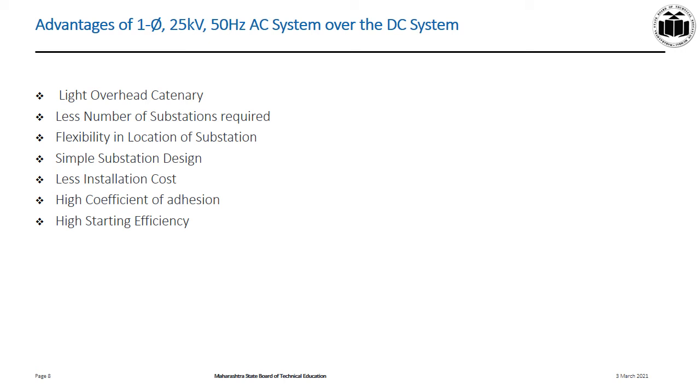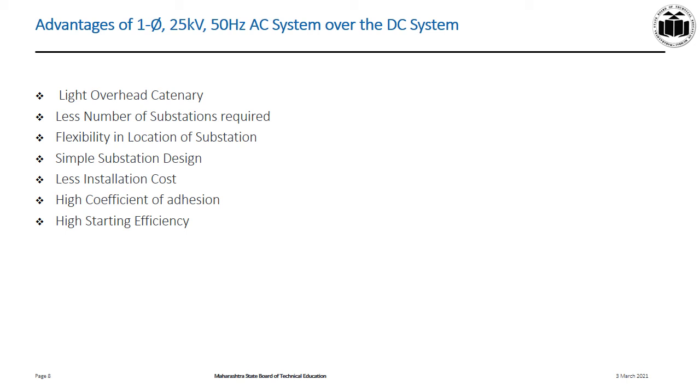Another advantage of 25 kV AC system is less installation cost. The cost of fixed installation is less for 25 kV AC system as compared to DC system. One more advantage of this system is high coefficient of adhesion. AC locomotive has a coefficient of adhesion of 45%, whereas DC locomotive has only 27%. Due to that reason, it is found that 75-ton AC locomotive is capable of hauling the same load as 110-ton straight DC locomotive.